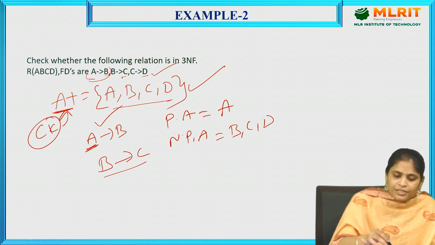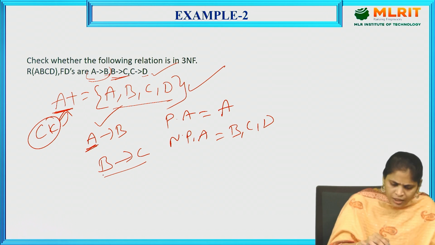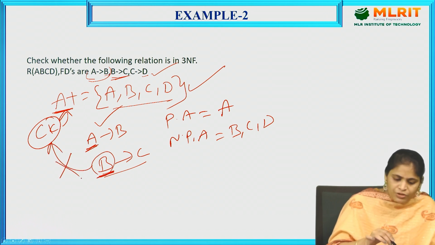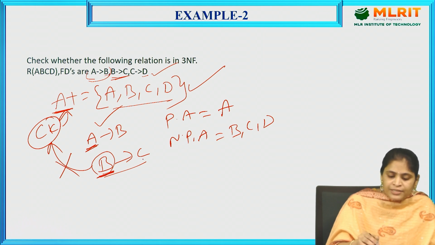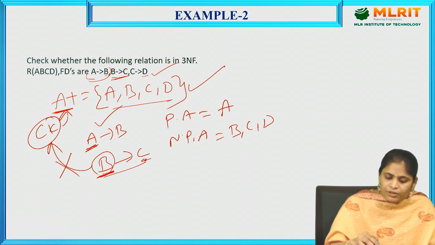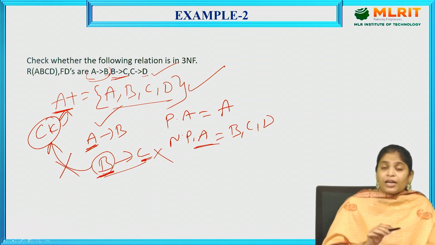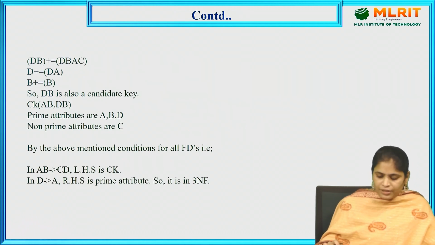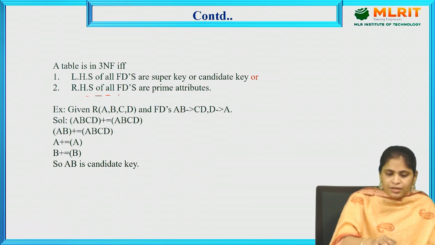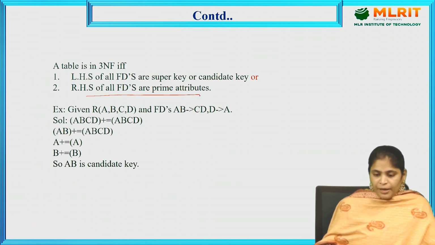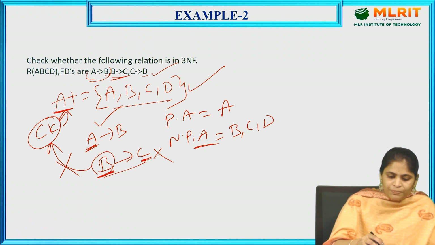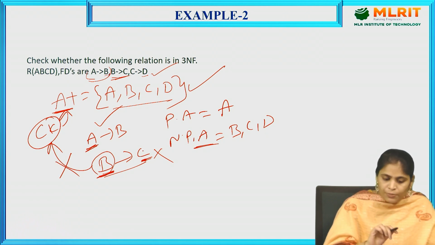So for the second FD, B tends to C, let us check the LHS. Is the LHS a candidate key? No, it is not. Now let us check the RHS. Is it a prime attribute? No, it is a non-prime attribute. In 3NF, the RHS of all FDs must be prime attributes. So here C is not a prime attribute, it is a non-prime attribute.